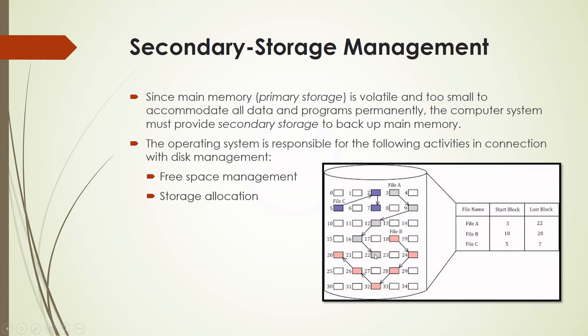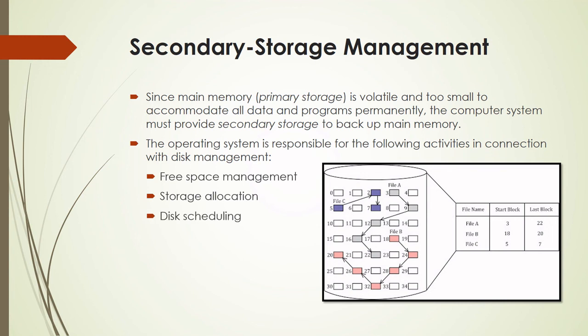Similarly, file B starts at block 18, then 24, 28, 32, 26, 20, and similarly file C, 5 to 7. So this is how the storage is allocated. There are several methods by which storage is allocated from the free spaces. This is also handled by the operating system's disk management module.